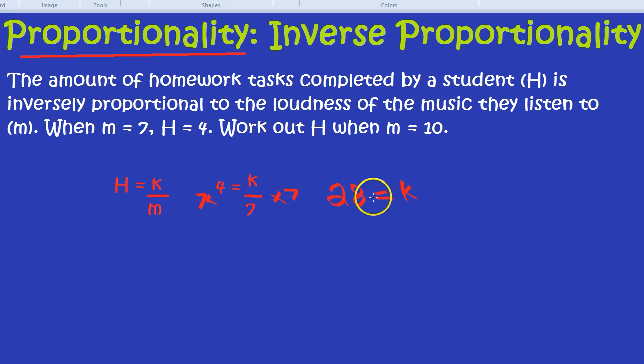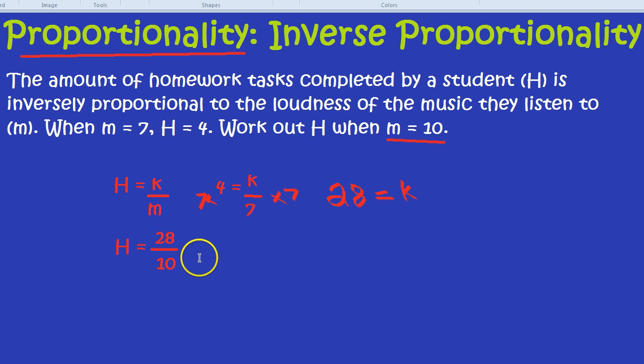How is that helpful? Because now we can do the formula one more time, but this time we have M as being 10, K as being 28, and we can work out what H is. Let's do that. Now we have H as being the thing we're looking for. K is 28. Notice we're using the K we worked out in our previous section to solve the actual question. And we have M now as being 10.